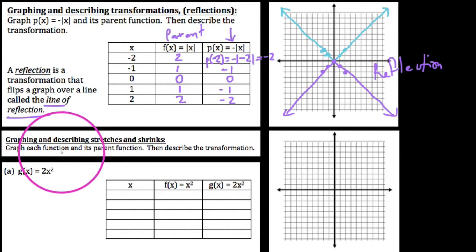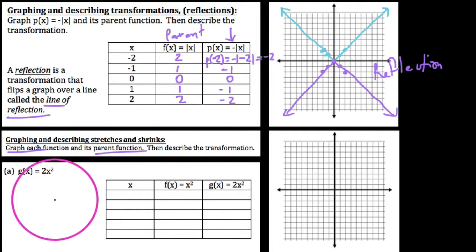Okay. So now let's consider graphing and describing stretches and shrinks. When we look at these functions down here, we're also going to graph the function and its parent function and describe the transformation. And you'll notice that I did set up some doubly augmented tables here.